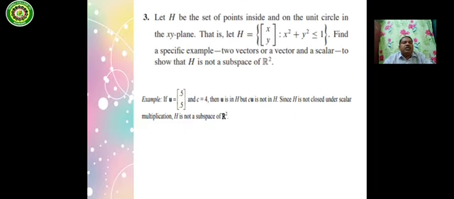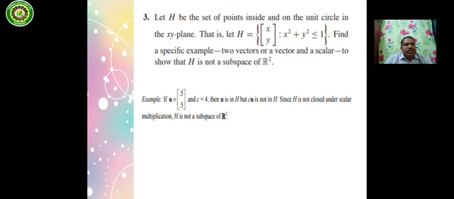Now the third problem. Let H be the set of points inside and on the unit circle in the xy plane. That is, H equals xy such that x square plus y square is less than or equal to 1. Find a specific example of a vector and a scalar to show that H is not a subspace of R2, meaning elements of H do not satisfy that property.